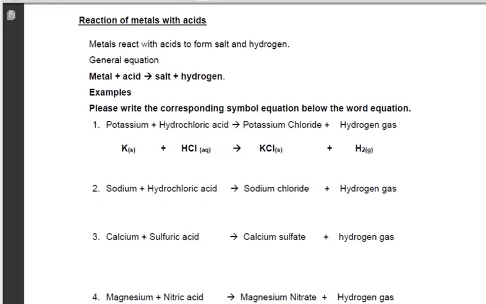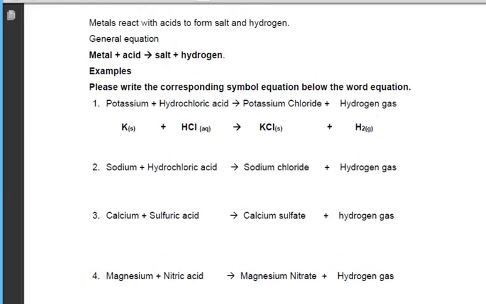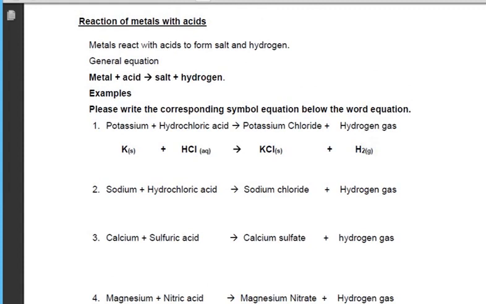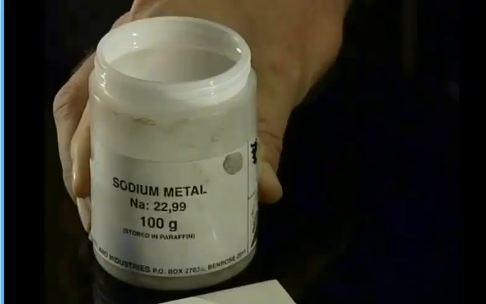Right, so if we look here, it says reactions of metals with acids. And we are told that metals react with acids to form salt and hydrogen. That is, the general equation is given there: metal plus acid to form metal salt plus hydrogen.